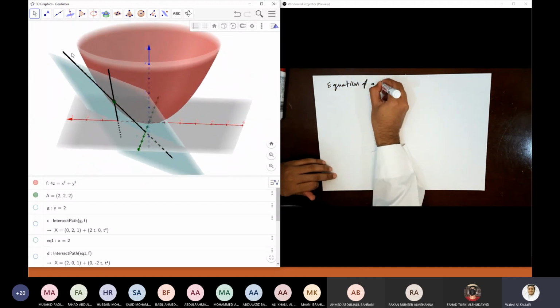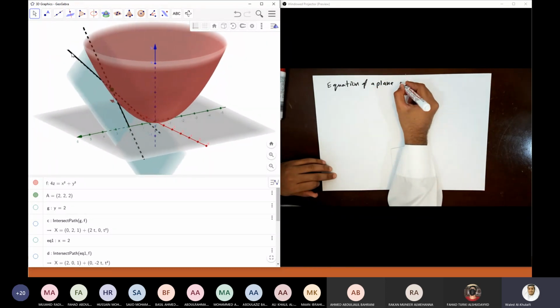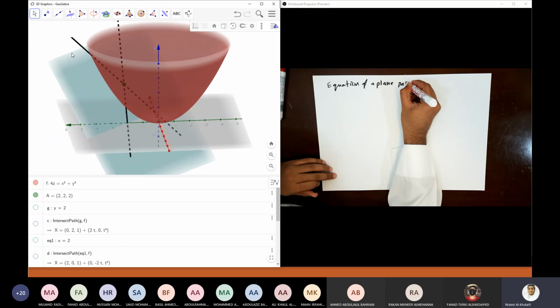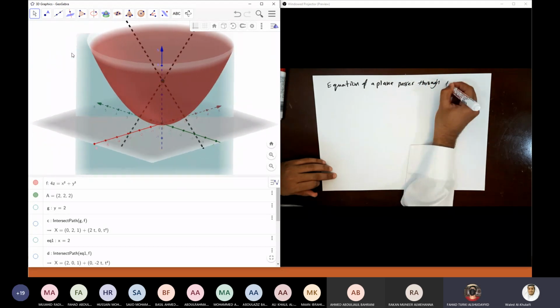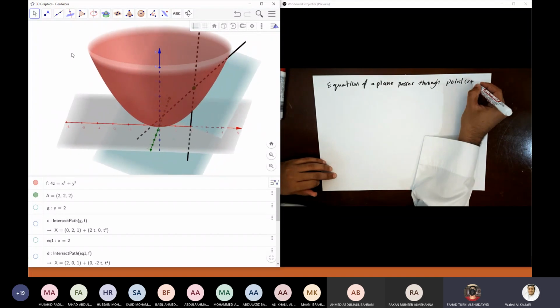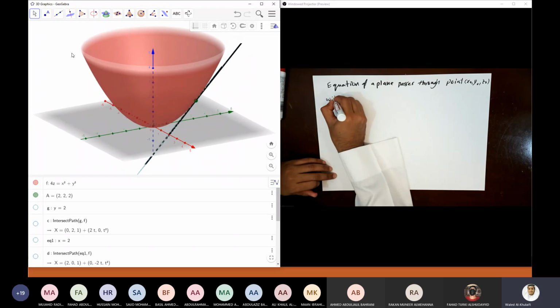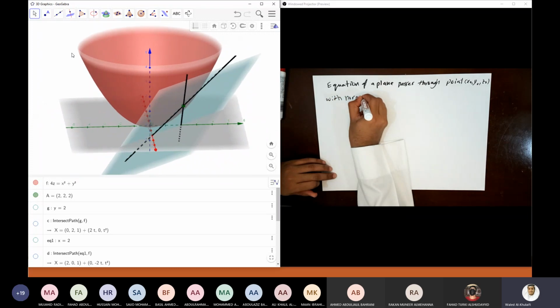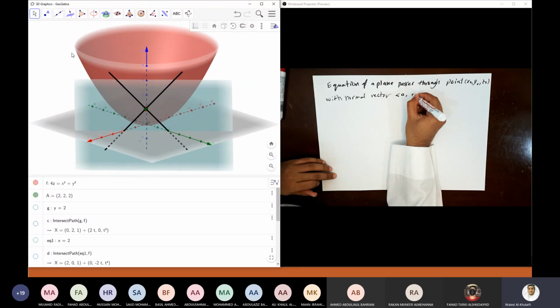If a plane passes through the point x naught, y naught, z naught with normal vector, let's say a, b, c.